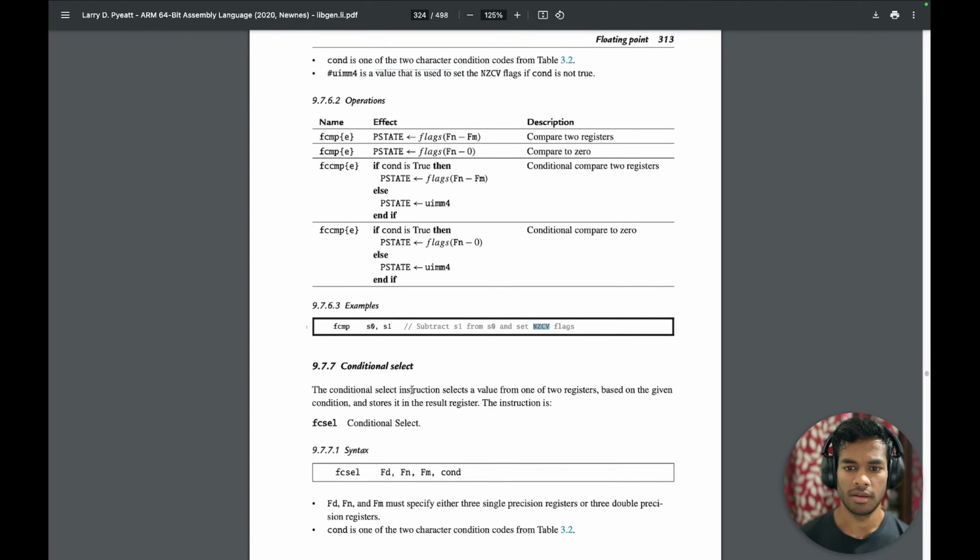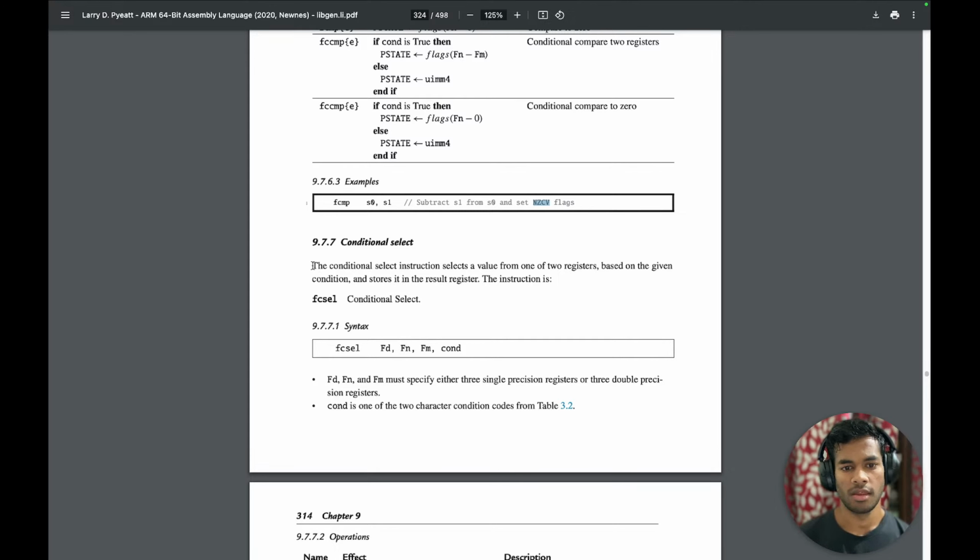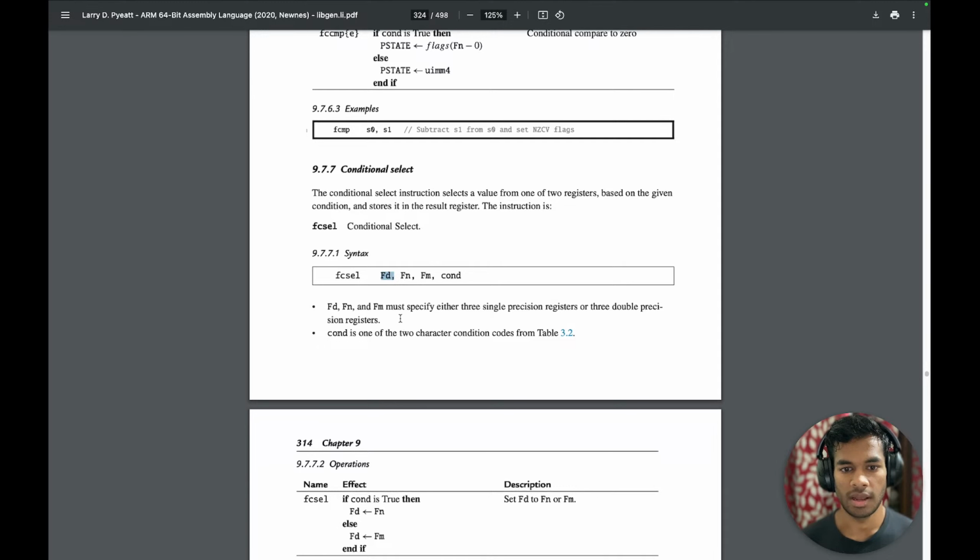Carry overflow flags. The conditional select instruction selects a value from one of two registers and, based on the given condition, stores it in the resulting register. That is the same as we have been doing in general purpose registers. Here I have the destination and two registers and then a condition. These must specify three single precision registers or three double precision registers. Condition is one of the two character conditions.